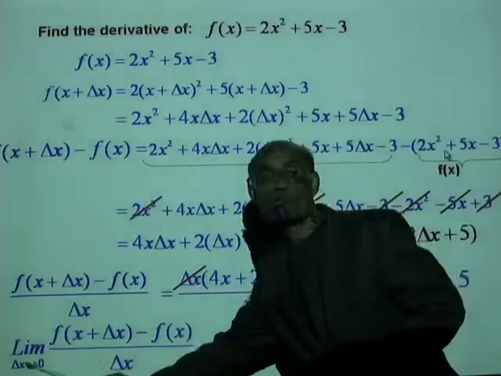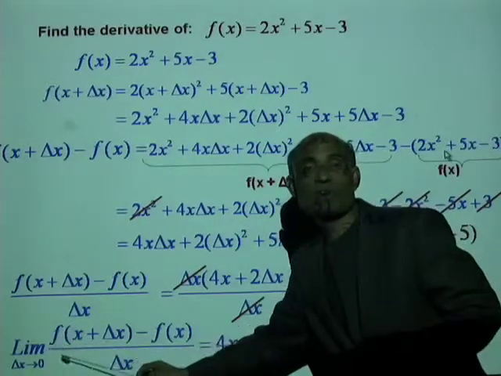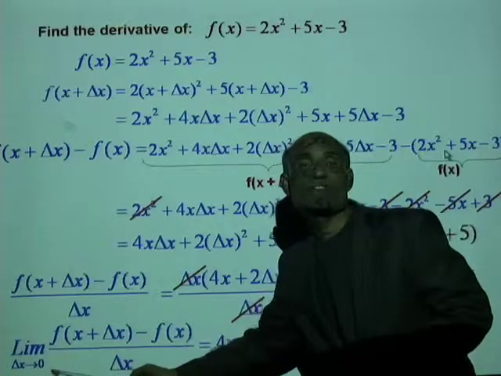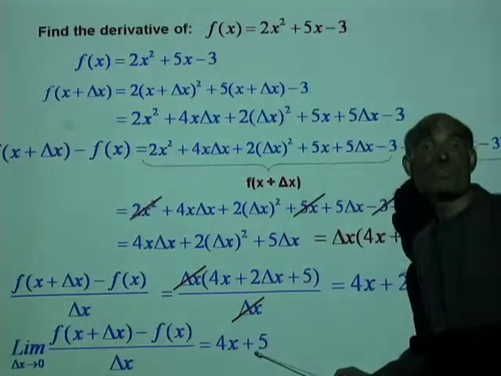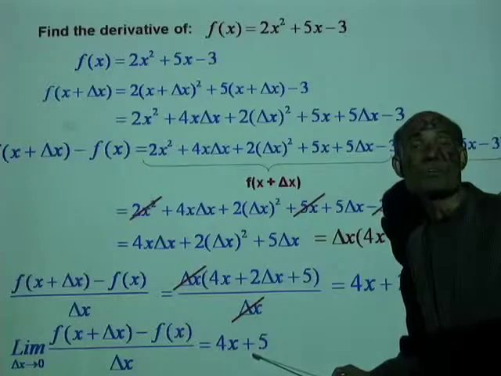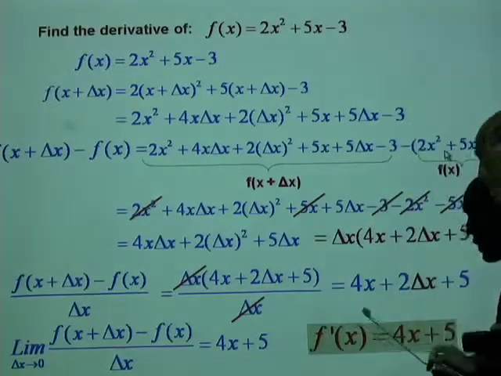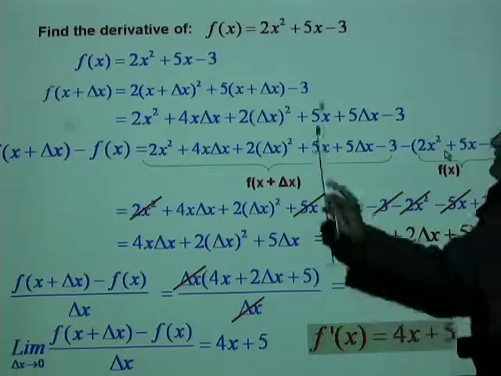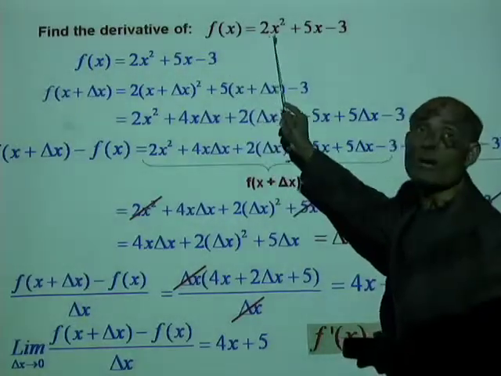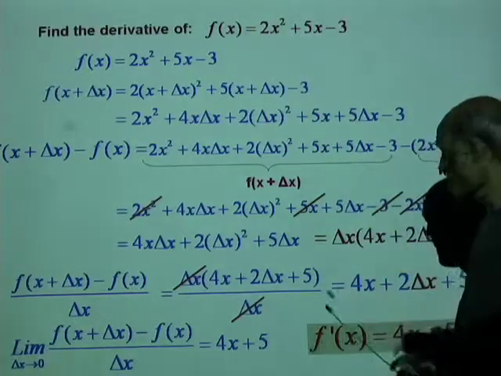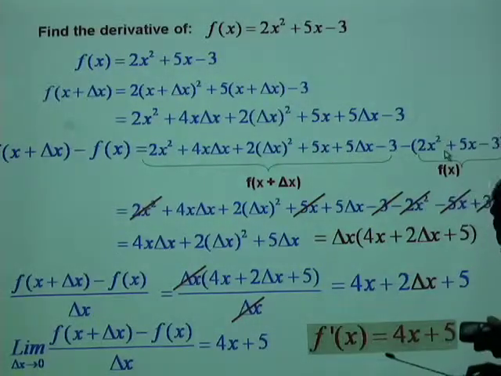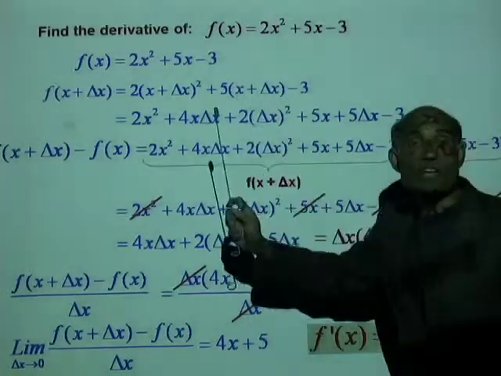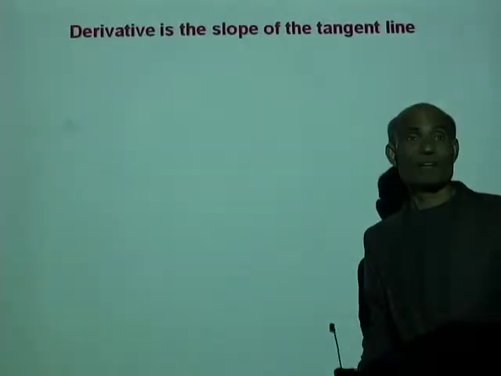And what do you call this quantity? The limiting value of delta y by delta x when delta x approaches 0 is called dy by dx, or the derivative of the function, which we call f prime x. So f prime x is 4x plus 5. If f of x is 2x squared plus 5x minus 3, f prime of x is 4x plus 5. If you can remember this, I will ask you this in the next class. Alright.